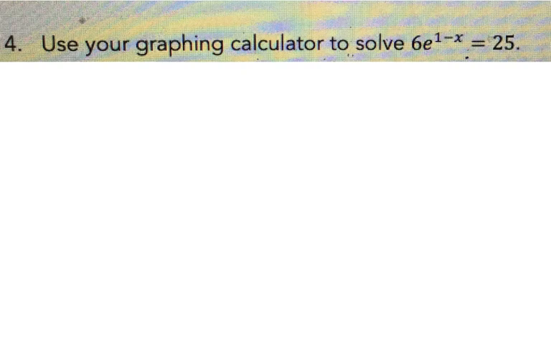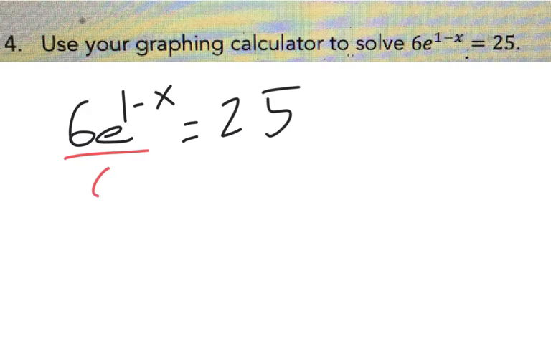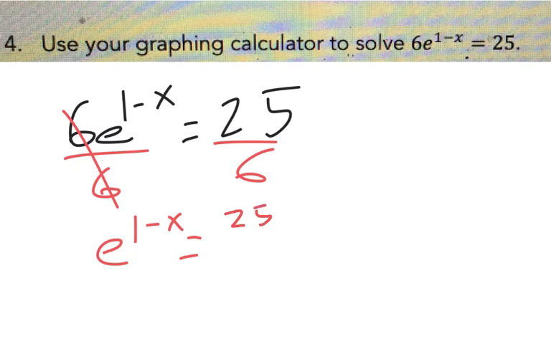Okay, so if I'm solving, I'm just trying to get x by itself. So we could divide by 6 to isolate the exponential. And that's an ugly number, 25 over 6. Just leave it. It's going to be 4 point something, 4.16 repeating, I think. We can just leave it. And now rewrite it, because my variable is stuck in the exponent.